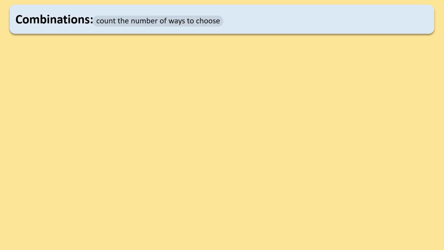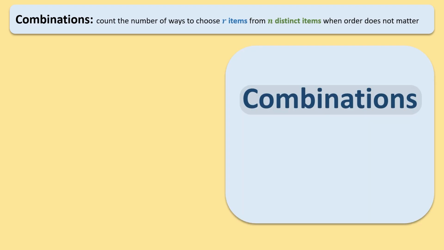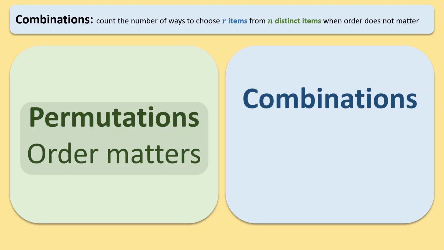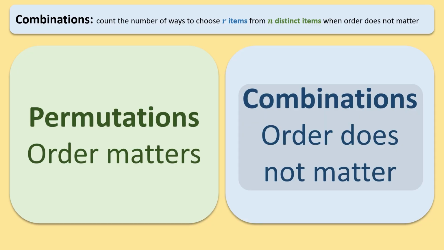Combinations count the number of ways to choose r items from n distinct items, when the selected items have no order, ranking, or position. So how are combinations different than permutations? With permutations, order matters. With combinations, order does not matter.